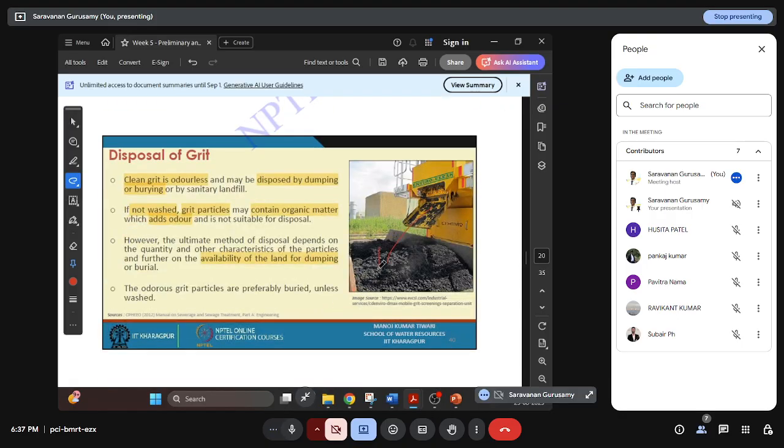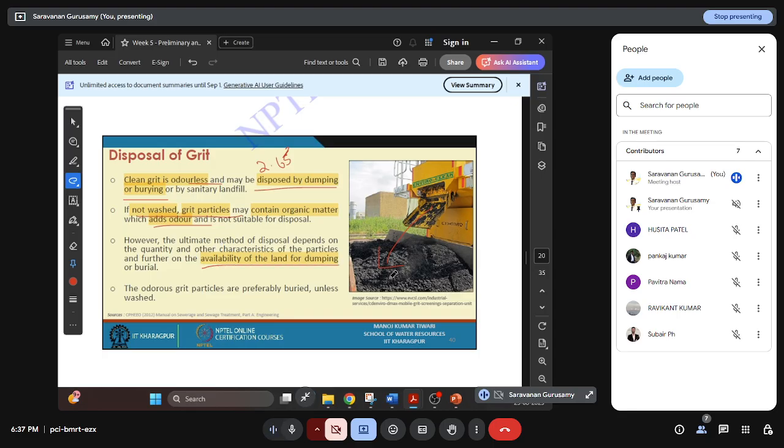See, these are the grits at the outlet. So clean grit is odorless because grit is not organic. So it will easily settle. The particle has 2.65 specific gravity, so it will always be non-organic. And disposal is by dumping or burying. If not washed, grit particles may contain organic matter or other compounds.